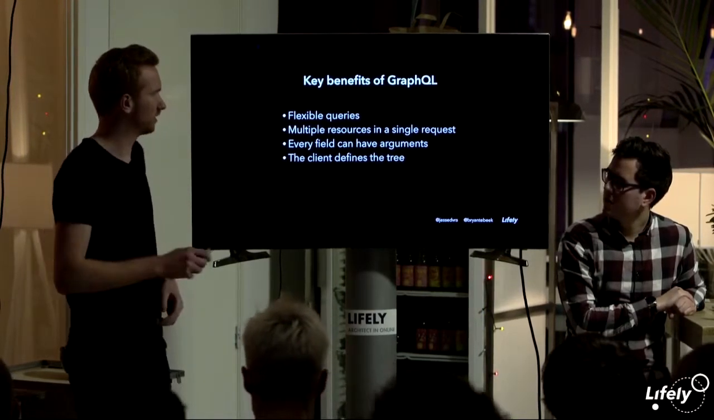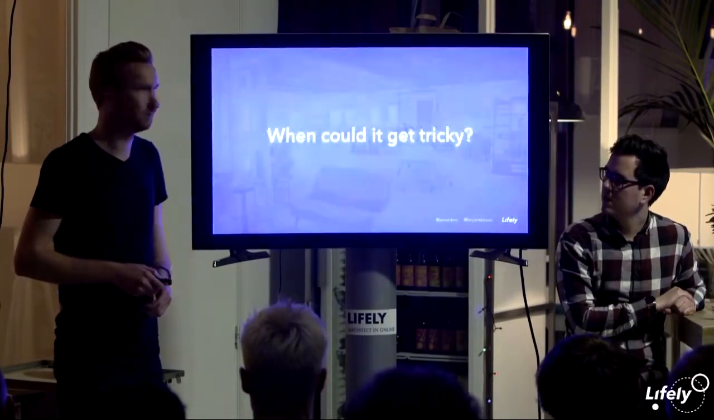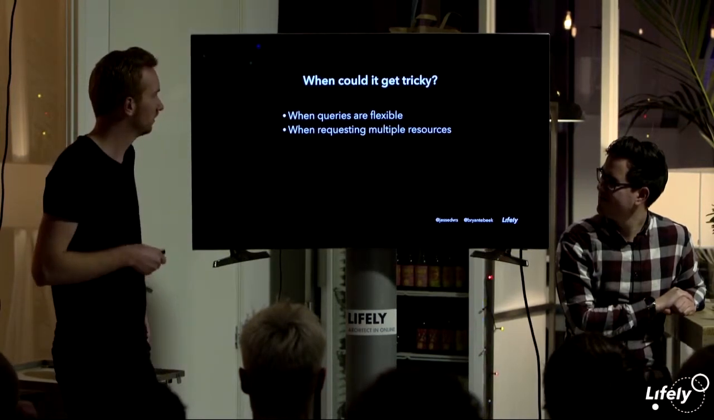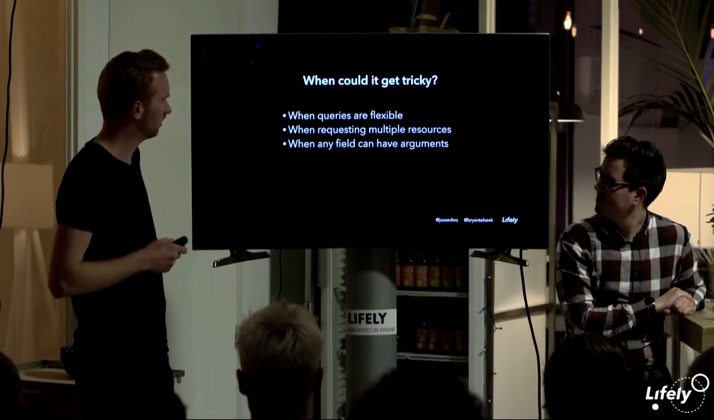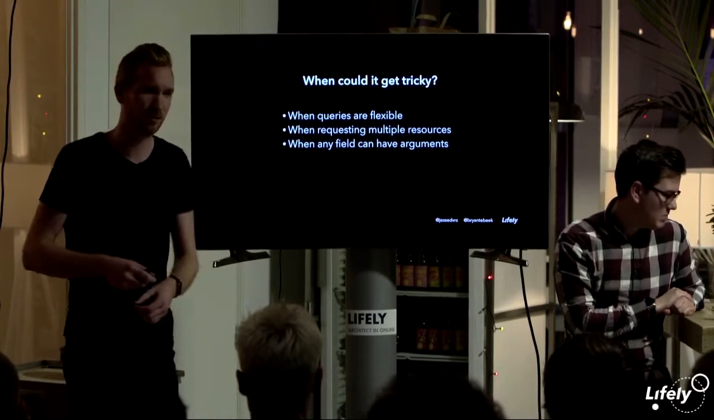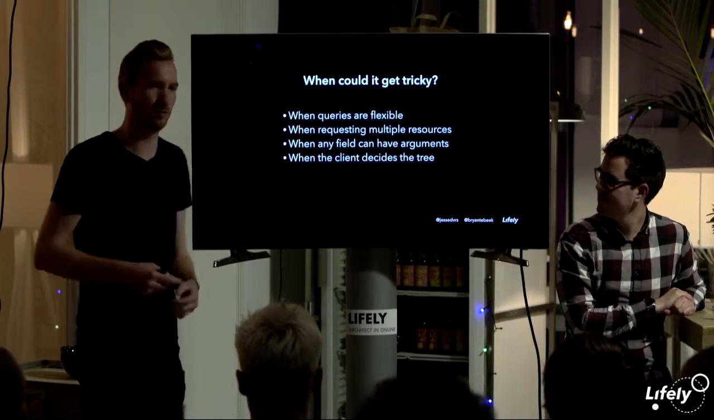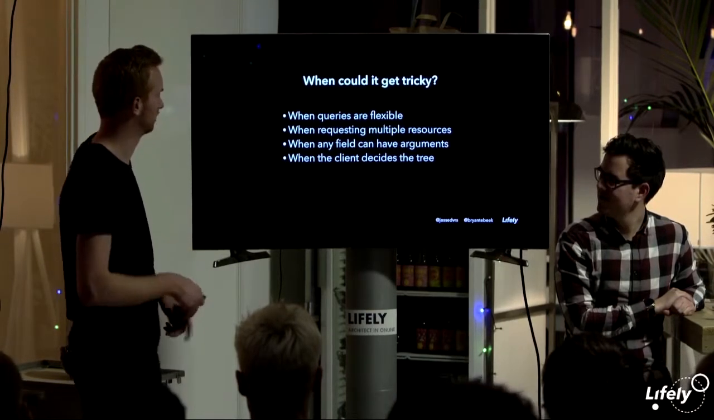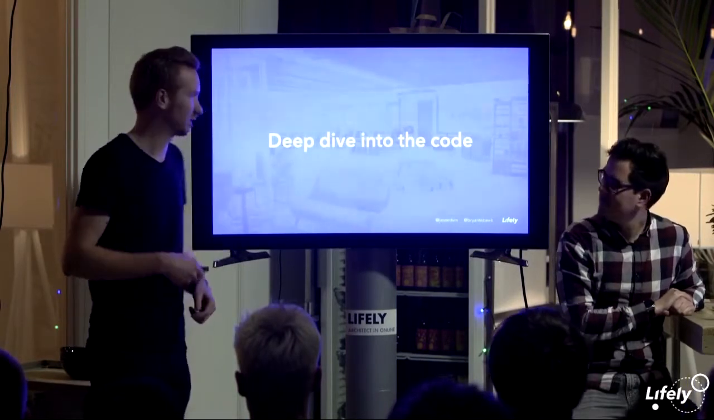Okay, that's cool. Now, when does GraphQL get tricky? Well, when queries are flexible, it gets tricky. When you can request multiple resources in a single request, it gets tricky. And when any field can have arguments, then it gets tricky because there are so many possibilities. And when the client decides the tree, the server is completely out of control. Nice. Well, let's do a deep dive into the code to explain the problem a bit more.